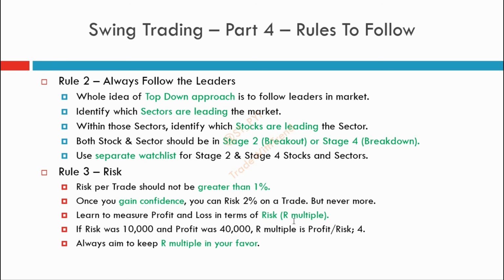So I just briefly touched on this topic of risk multiple earlier, so I'll just explain it here. In case your risk was 10,000 on a particular trade and your profit was 40,000, the R multiple for the trade would be profit divided by risk, that is 4. So your aim is to always keep R multiple in your favor, which means that when a trade goes against you, you should not be losing more than 1 R or 1.5 R. But when you win, make sure you're winning at least 4 times the amount you're risking, or 5 times, 6 times, the higher the better, right?